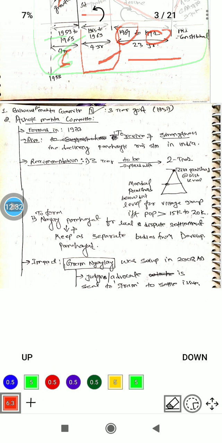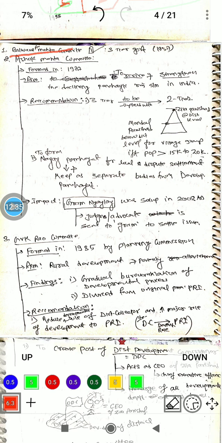Okay, so now we are done with the Balwant Mehta committee. Now we have the Ashok Mehta committee. The Ashok Mehta committee was formed in the year 1977. Its main aim was to revive and strengthen the declining Panchayati Raj system in India. We have seen in the above slides that the Panchayati Raj institution at first grew, then became stagnant, and then declined for 23 years. So in order to review and strengthen the declining Panchayati Raj system in India, the Ashok Mehta committee came up in 1977.